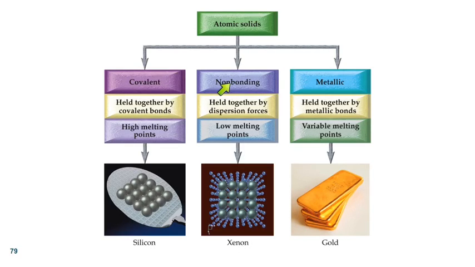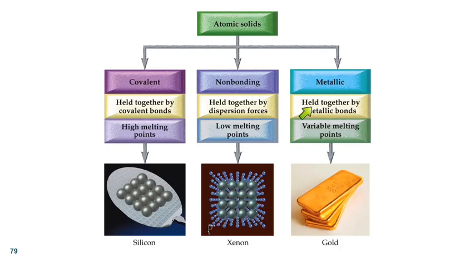There are non-bonding atomic solids. These are only held together by dispersion forces. These are going to have very low melting points. The only things that form non-bonding atomic solids are the noble gases. All that pulls them together are the dispersion forces, and that only happens at really, really low temperatures. And then there are metallic atomic solids.